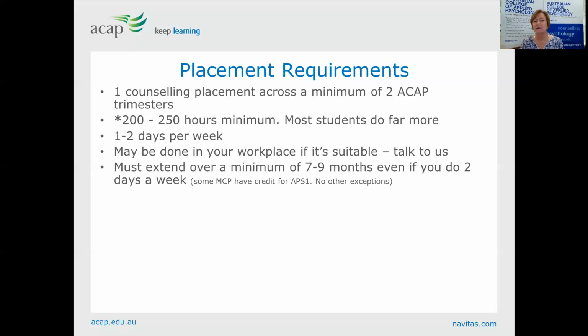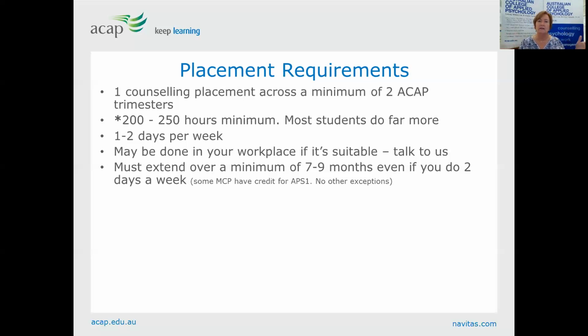Now, the placement must extend across 2 ACAP trimesters. That adds up to 7 to 9 months, even if you do 2 days a week. Some MCP students only will have credit for one of those units, so they can do 1 term. Everybody else, you're doing 2 terms, and you're going to start the placement before first term, and you're going to finish after your second term. It doesn't matter which term it is, you're going to start before the term starts.